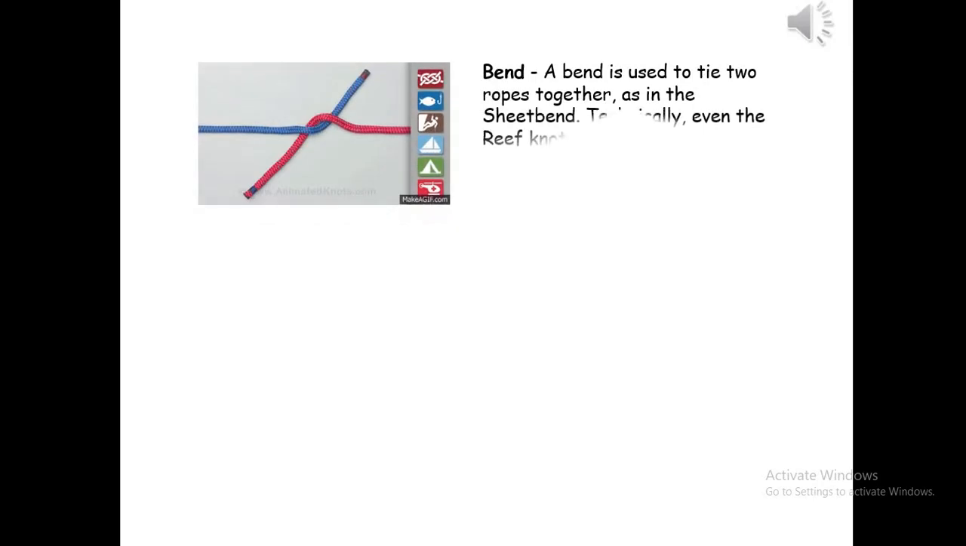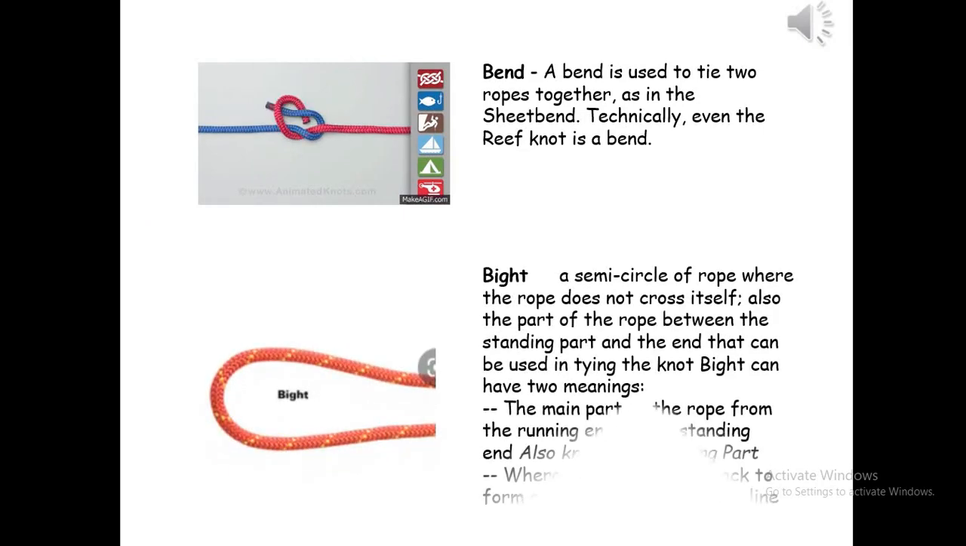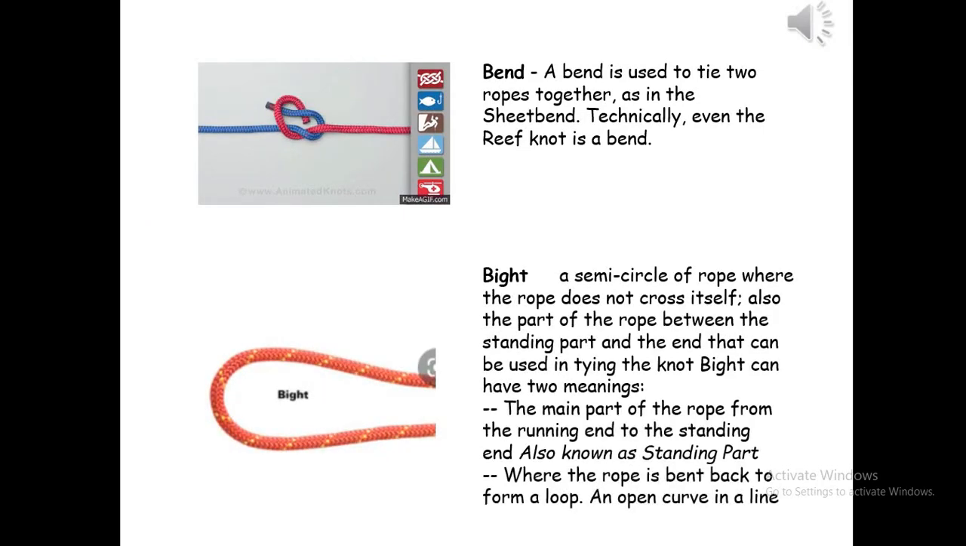Bend. A bend is used to tie two ropes together, as in the sheet bend. Technically, even the reef knot is a bend. Bight. A semicircle of rope where the rope does not cross itself, also the part of the rope between the standing part and the end that can be used in tying the knot.